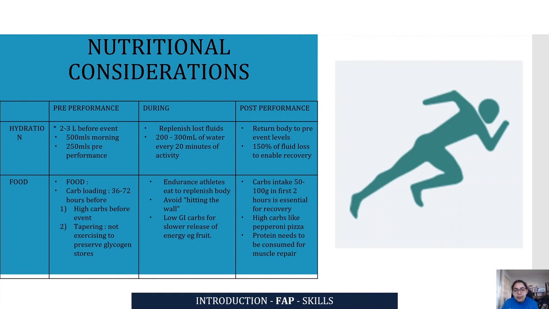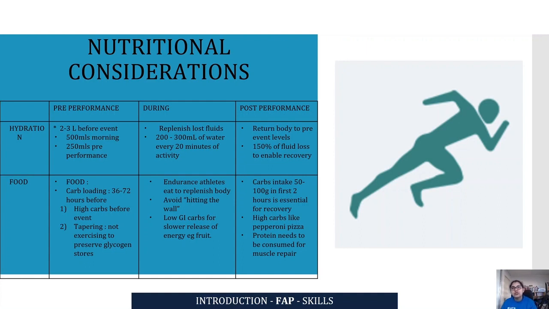Food. So pre-performance, we want to be undertaking a process called carb loading, and that is where 36 to 72 hours before the performance, we are eating high carbs before the event, and we are tapering. Tapering is a process in which we're not actually exercising or using up our glucose reserves. We are instead eating and not exercising to preserve our glycogen stores.